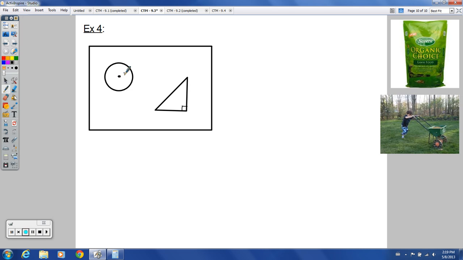I'm going to tell you that this all the way across is 10 feet. And right here is 12 feet. And right here is congruent. This and this are congruent to each other. So what could we say about a few things here?